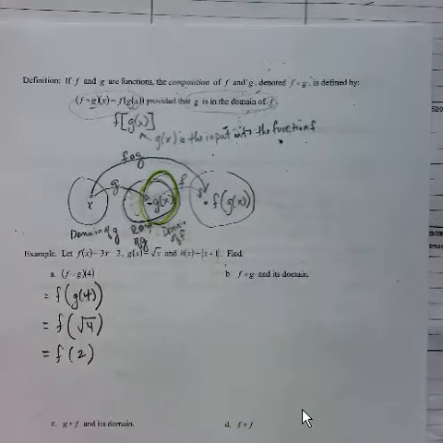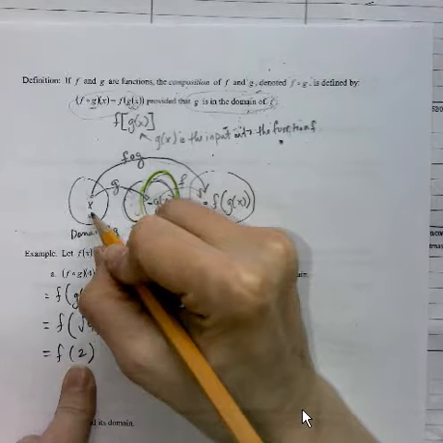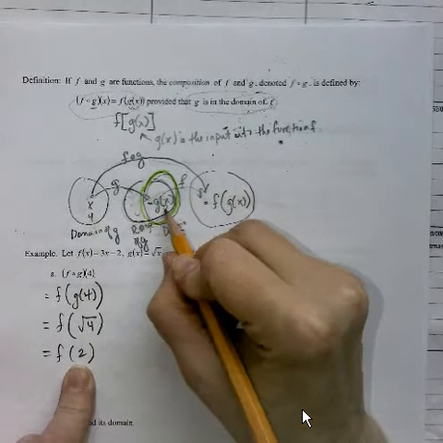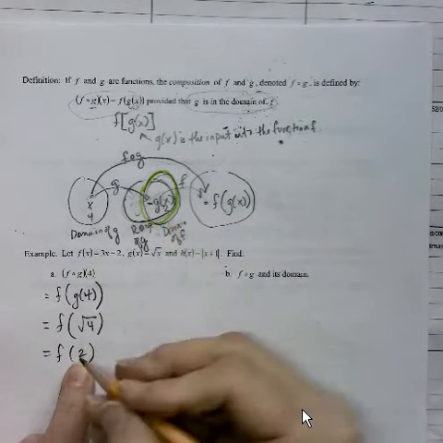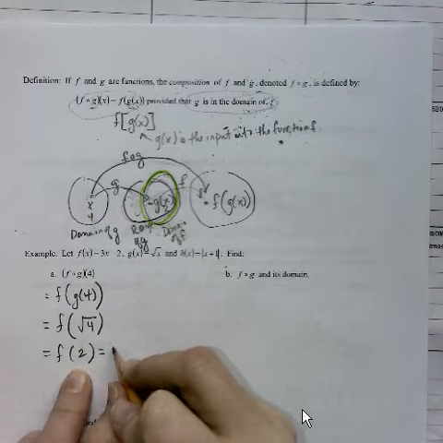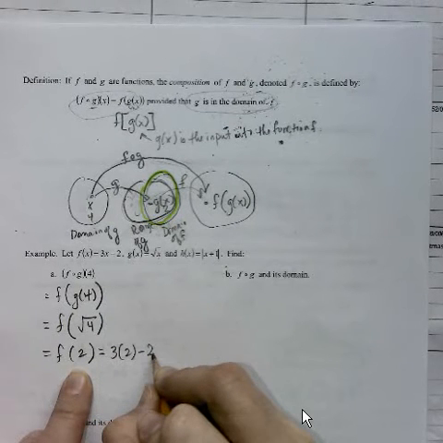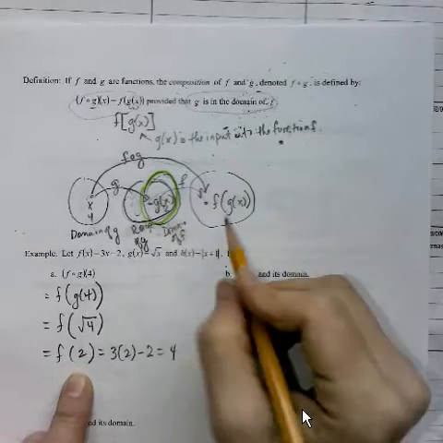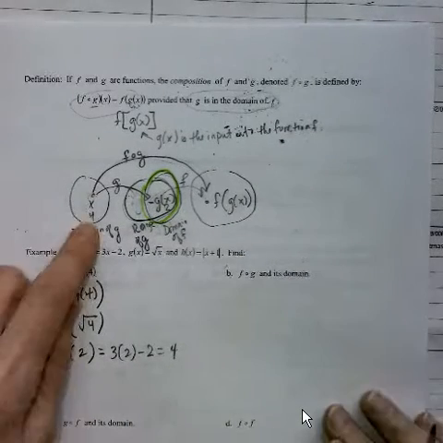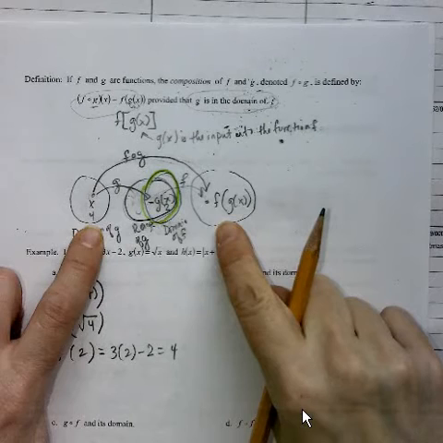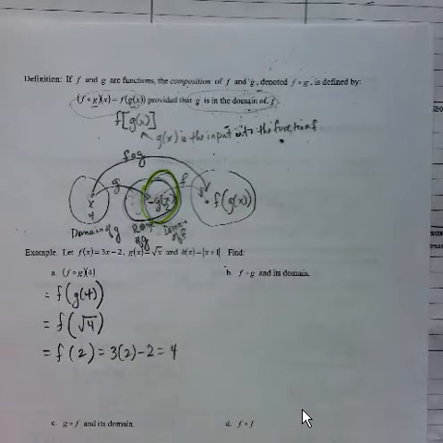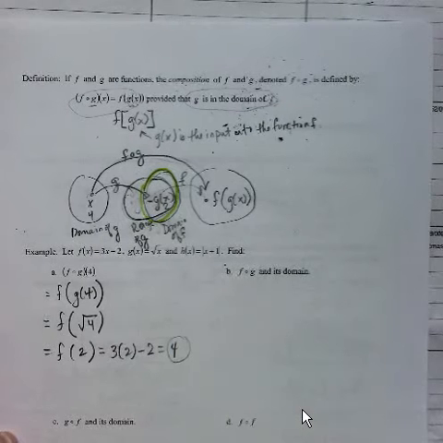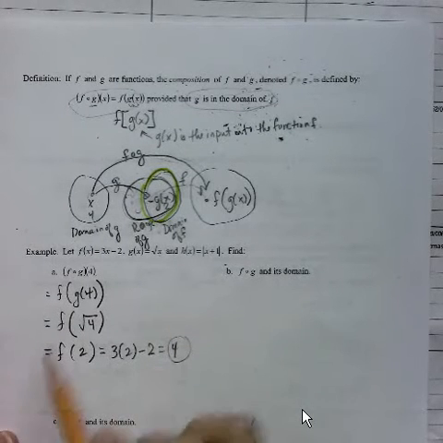So this was a 4. Now I've got out 2, and now I'm going to plug 2 into f. So this is 3 times 2 minus 2. 6 minus 2 is 4. So 4 comes out. Okay, and those don't have to be the same number, right? It just happened to be in this case. So there's my result, 4. If I plug in something else, I'd get a different result.